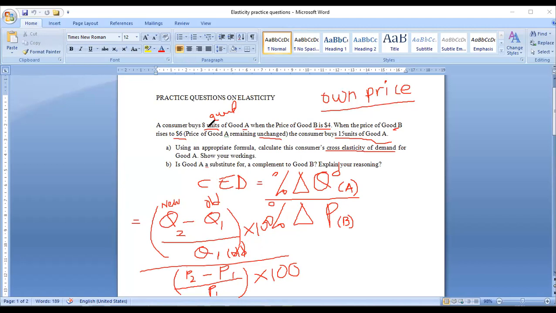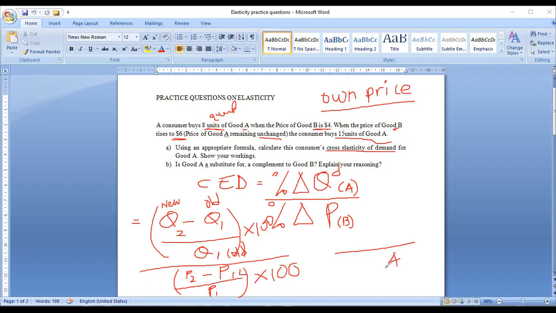So now, when you say the consumer buys 80 units of good A when the price of good B is 4, those are the initials: initial quantity, initial price. And when the price of good B rises, this price is P2. So the P1, original price of good B, is 4, isn't it? I'm beginning with the price.